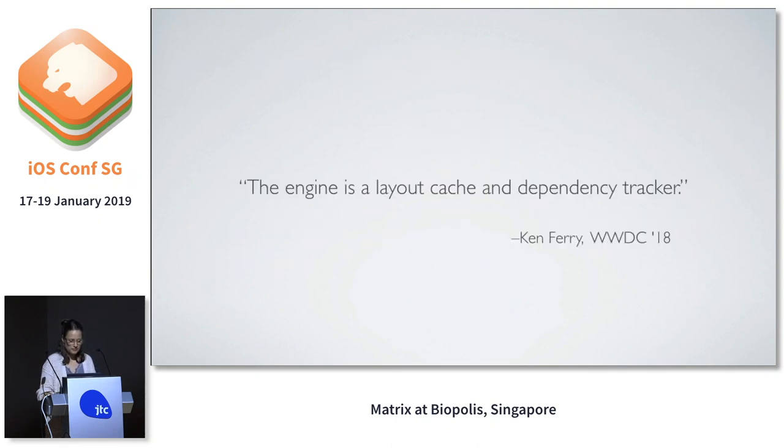So this is very important: the auto layout engine is storing the values and it can notify the views. So this quote is from Ken Ferry, who was one of the presenters of the high performance auto layout session I showed you previously. He said the engine is a layout cache and dependency tracker. This just means that auto layout performs well, because it stores the values. You can imagine the render pass happening many times a second, and the auto layout engine does not have to recalculate everything, just the things that changed. So it's a performance gain.